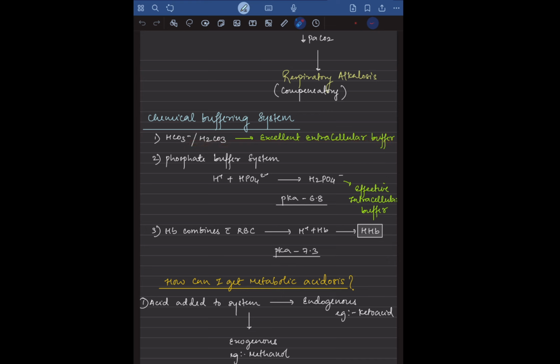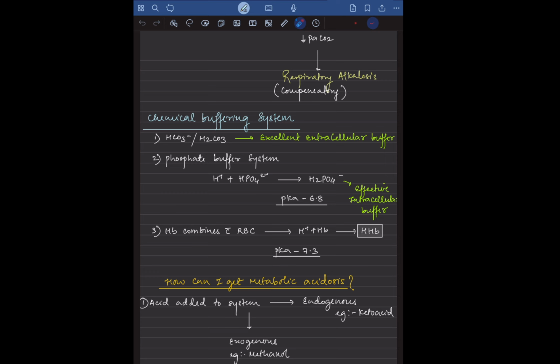Okay, so when it comes to the chemical buffering system, we have bicarb, which is an excellent extracellular buffer. This is an MCQ, okay. Then we have a second system, that is the phosphate buffer system, where H plus will bind with the phosphate buffer, so that there is an effective intracellular buffer formation with a pK value of, say, 6.8. Remember that the pK value should be around 6.1 for the bicarb. Now when hemoglobin combines with the RBC, there is also a buffer system being created, with a value of about 7.3 or so.